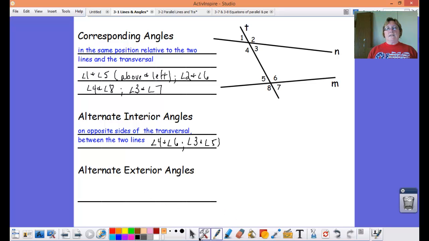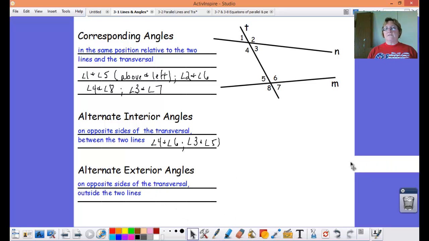Then lastly, alternate exterior angles, and you all know where this is going. Opposite sides of the cut through, but this time outside of the two lines, and that would be a pair like angles 1 and 7 or angles 2 and 8. Opposite sides of the cut through, outside the two lines. Very good.